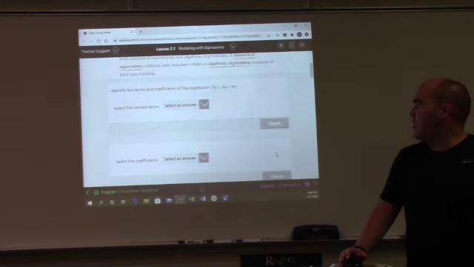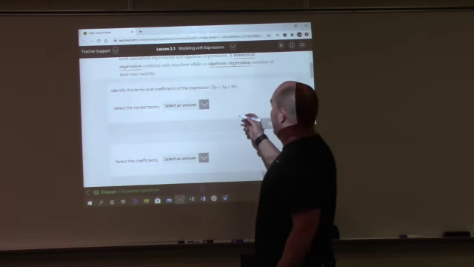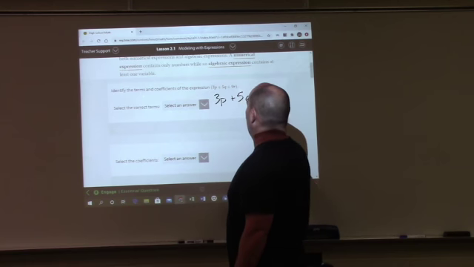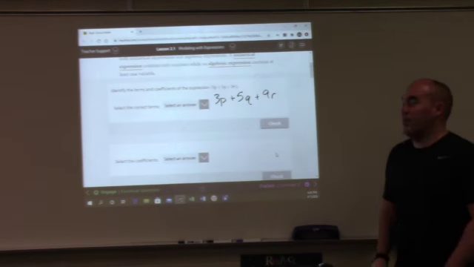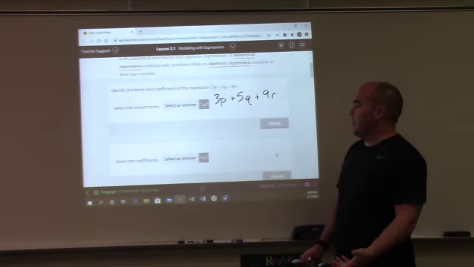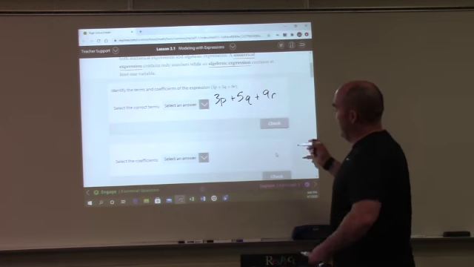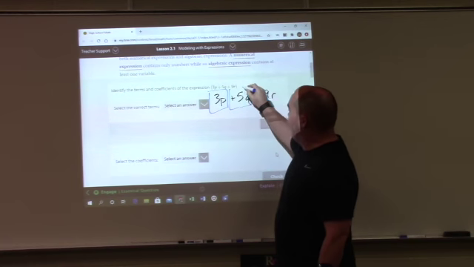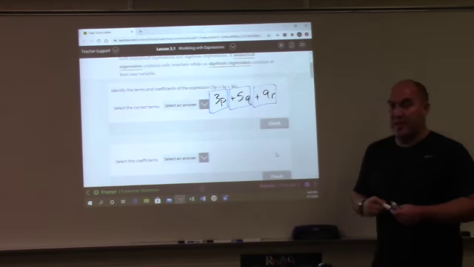Identify the terms and coefficients of the expression. The expression that they give us is 3p plus 5q plus 9r. Alright, so they ask us what are the terms. Well, this is how I like to do it. I like to just put a box around each thing. So we have 3p, that's one term. We have positive 5q, that's the second term. Then we have positive 9r, that's the third term.